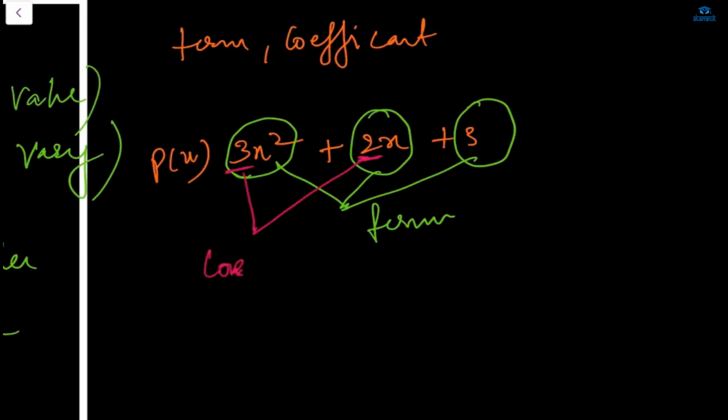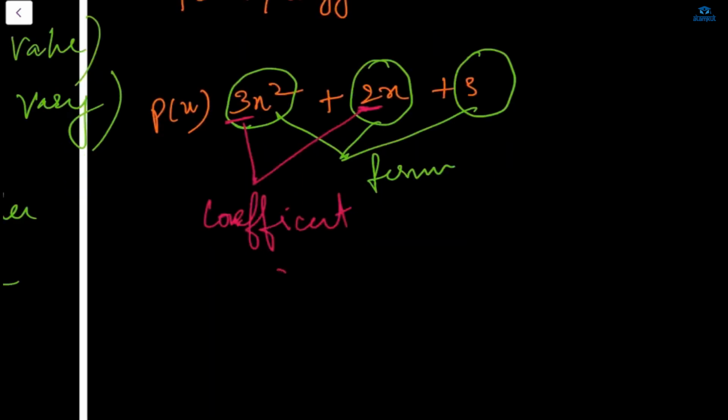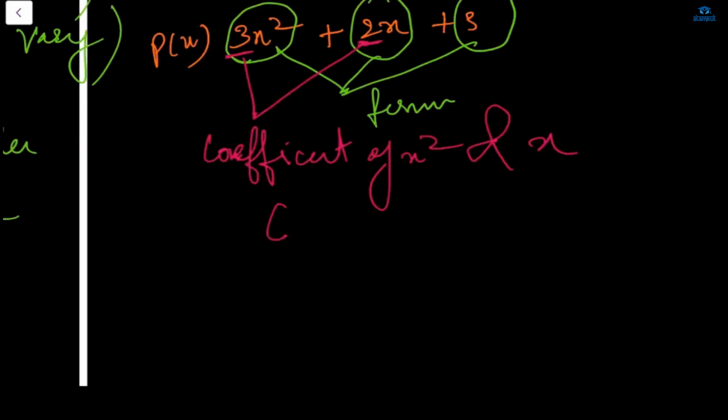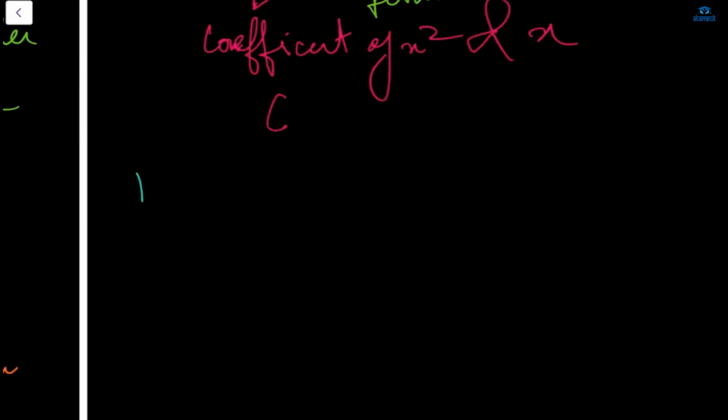They are the coefficient of x square and x in these two terms. Now, since we have understood what a term is and what a coefficient is, quickly we are going to see what the degree of a polynomial is. What do we mean by the degree of a polynomial?